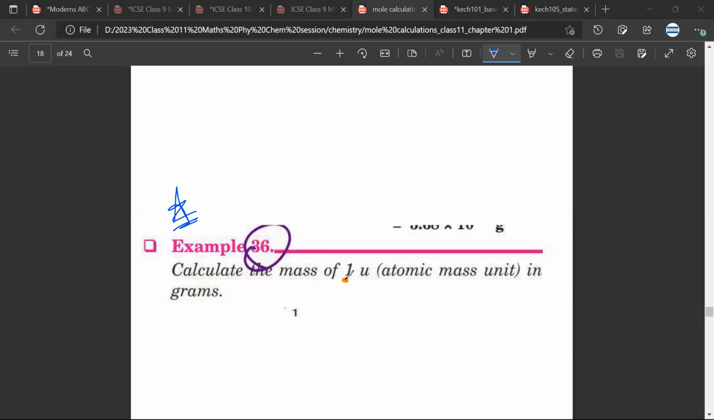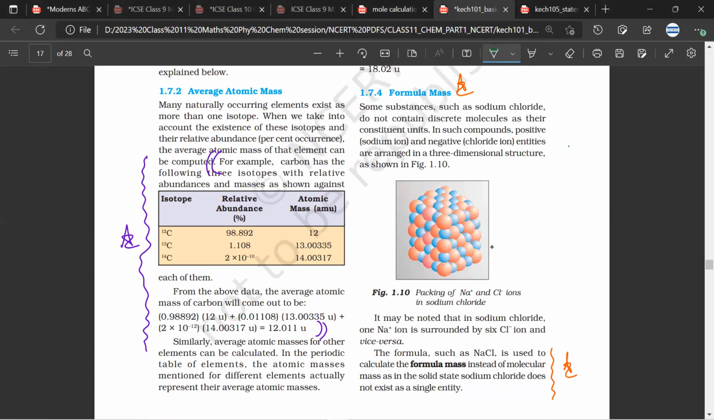Calculate the mass of one atomic mass unit in grams. So, this is the question that we want to ask, and using this question, we will try to understand the concept of one atomic mass unit. And carbon has C12, C13, C14, three sisters. Have we understood? Are we clear about this?